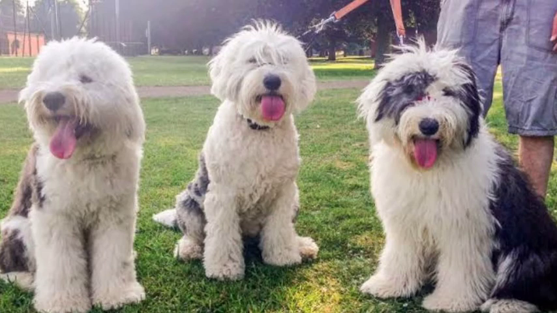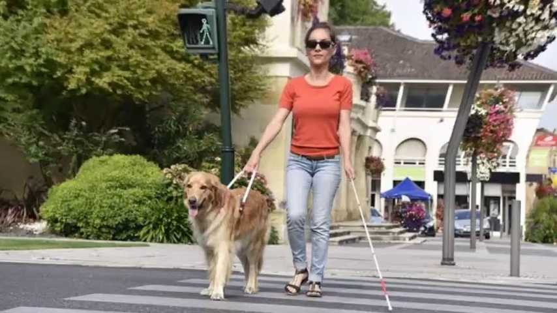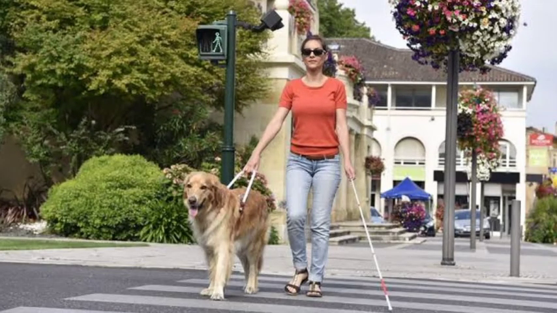S-H-E-E-P, sheep. Number 2. Dash dog. Unscramble the word given inside the bracket. The answer is guide dog. Spell the word guide. G-U-I-D-E.